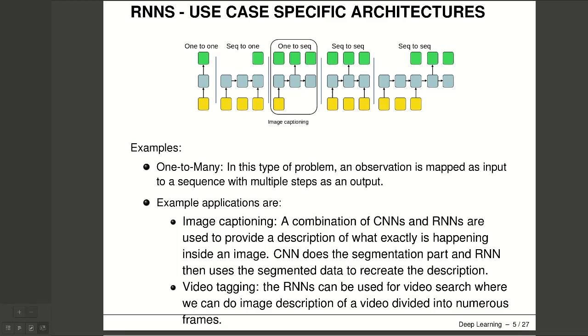Well, CNN extracts local and global features from the images, and the RNN then uses this information to recreate the description. Another example is video tagging, where the RNN can be used for video search. Here, for example, we can do image description of video, and then divide it into the numerous frames.